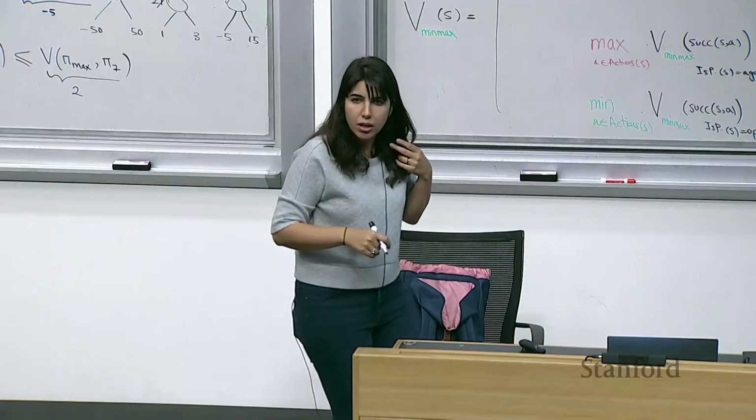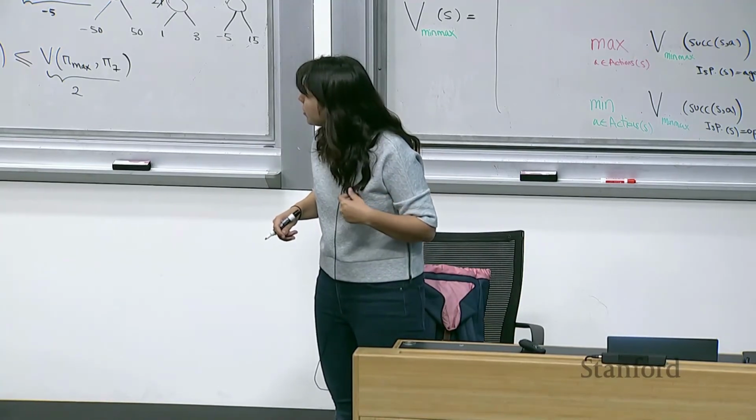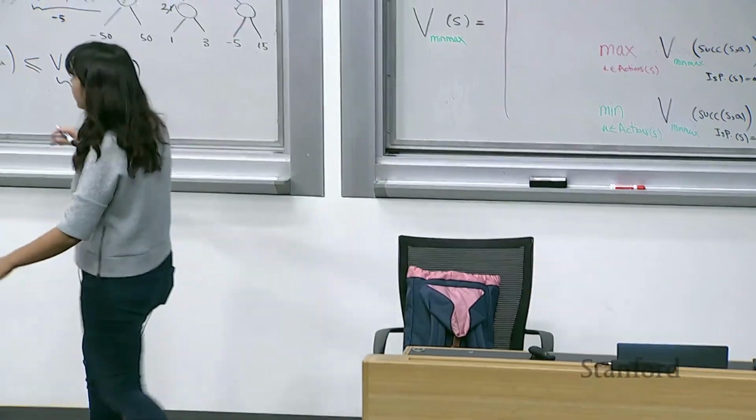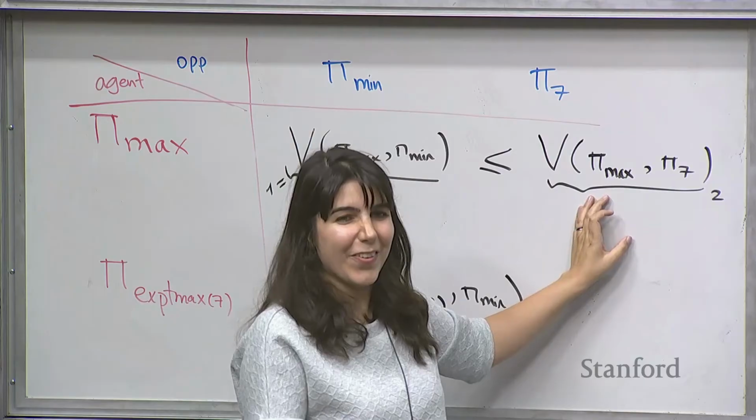Question? So here the opponent's policy is completely hidden to the agent. Yeah, so here, because the agent actually doesn't see what the opponent does, right?